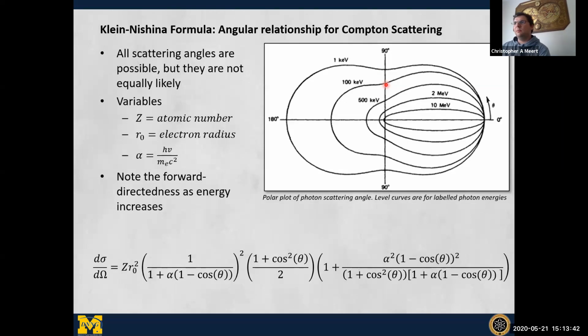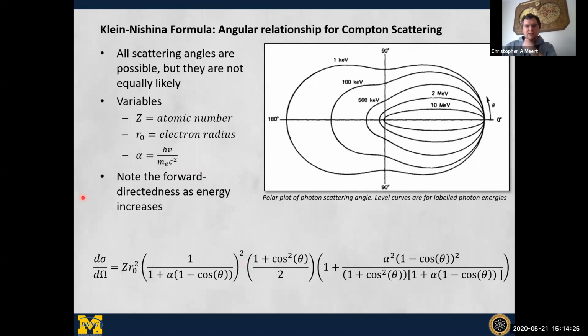The big thing to notice is that these change with energy. At low energies, it gets closer to isotropic. At higher energies, it becomes much more forward directed. So a 10 MeV photon scattering at 180 degrees is relatively unlikely compared to all this forward direction. The equation down here helps you calculate these differential cross sections. It's a function of atomic number, Z, the radius of the electron, and alpha, the ratio of the photon energy to the rest mass energy of an electron.